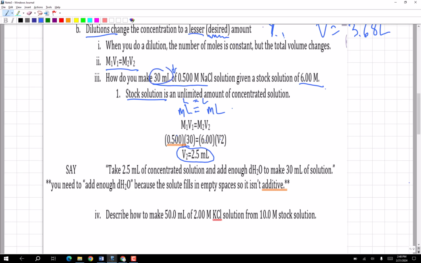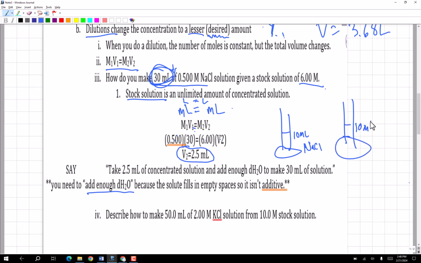Why 30? That's what we were trying to make, right? You need to add enough distilled water because the solute fills the empty spaces and it is not simply additive. So if I had a graduated cylinder with 10 milliliters of NaCl, and I had another graduated cylinder with 10 milliliters of water, and I pour them into each other, right? What I get is like 18 milliliters because the salt fits inside of the water so well.